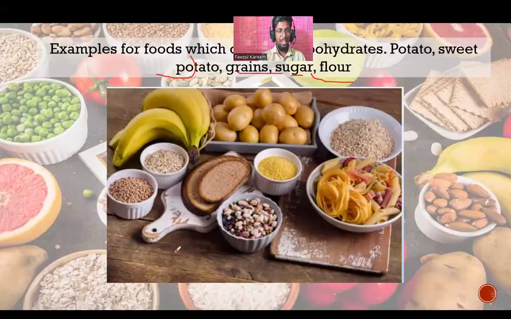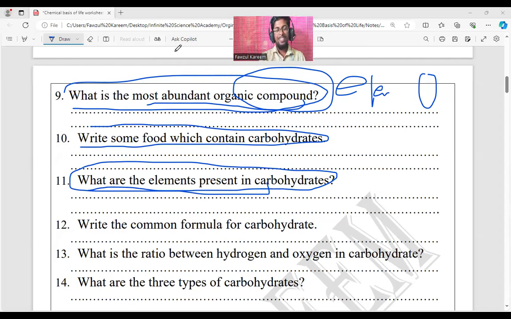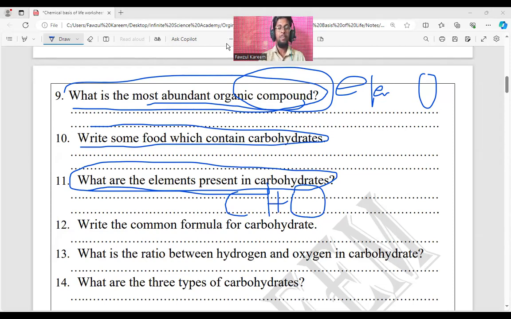Then our next question. What are the elements present in the carbohydrate? CH2. Right. Okay. Very good. Yes. Okay. What are the elements that are present in the carbohydrate? Carbon, hydrogen, and oxygen. Right. Yes. Very good. Priya and Rashida Amani and Ashna. Right. Okay. Very good.